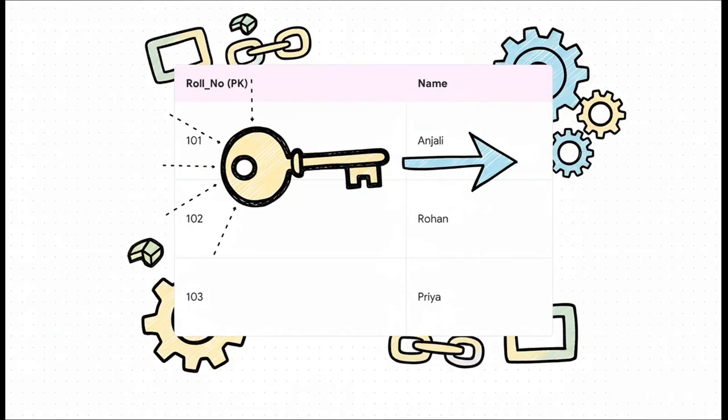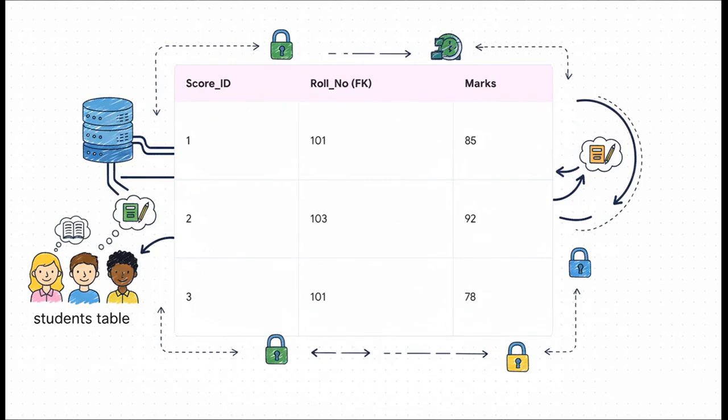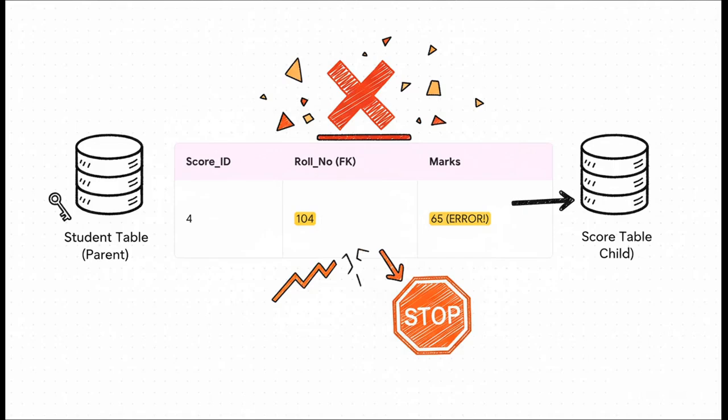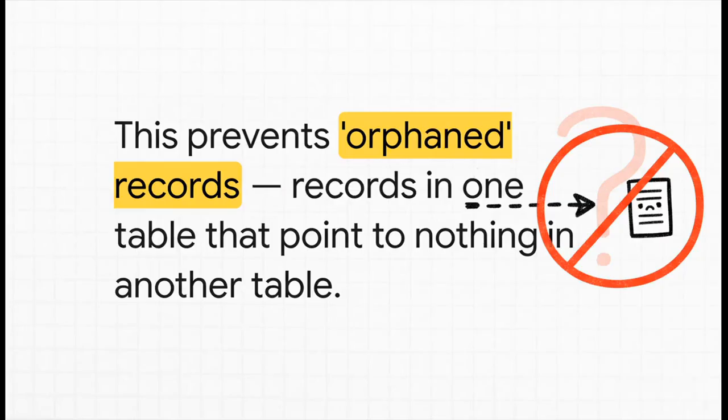Okay, let's take a simple example. Here's our main table, student, with roll number as the primary key. And this is the linked table, exam underscores. Notice the roll number here is now a foreign key. Now what happens if we try to add a score for a student who doesn't exist in our list? The database will give an error. Why? Because roll number 104 is not in the main student table. And this simple check is what prevents orphaned records, data that's pointing to absolutely nothing.